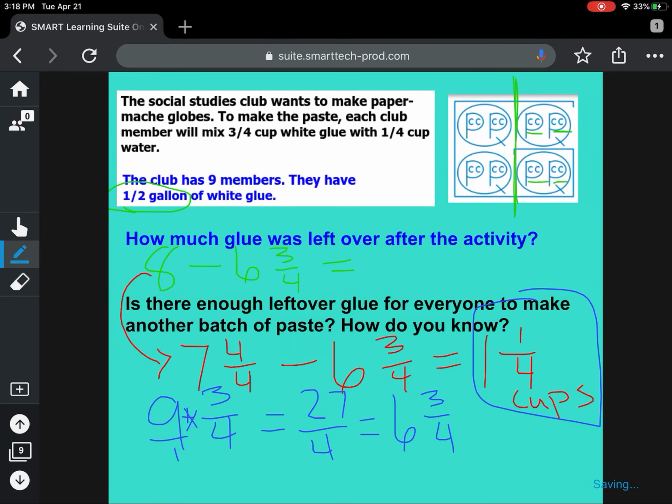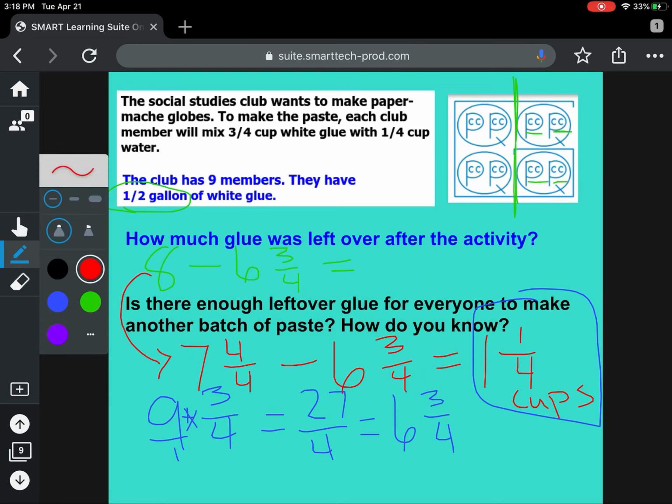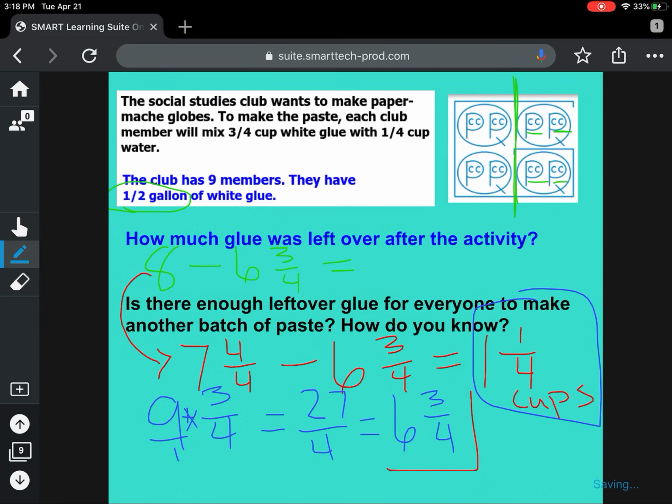1 1/4 cups. Is that enough for everyone to make another globe? Remember, for everyone to make a globe, they need 6 3/4 cups of glue. But we only have 1 1/4 cups left over. So, will they have enough for everyone to make another batch of paste for a globe? The answer here is no, because 1 1/4 cups is much less than 6 3/4 cups.